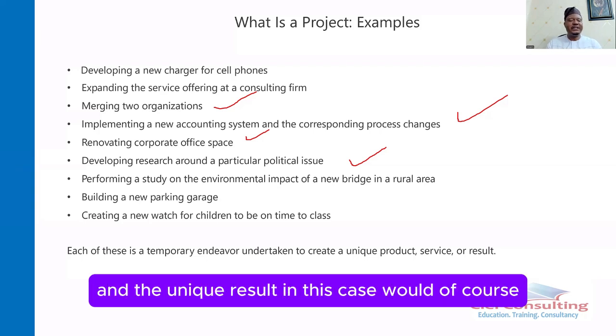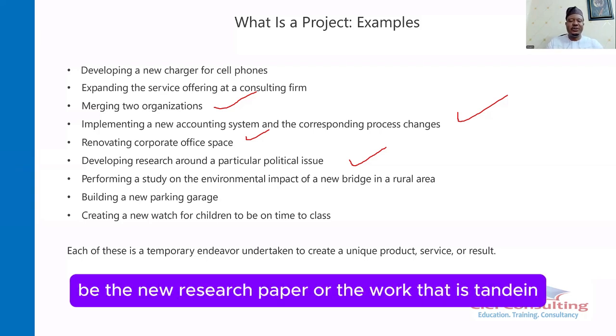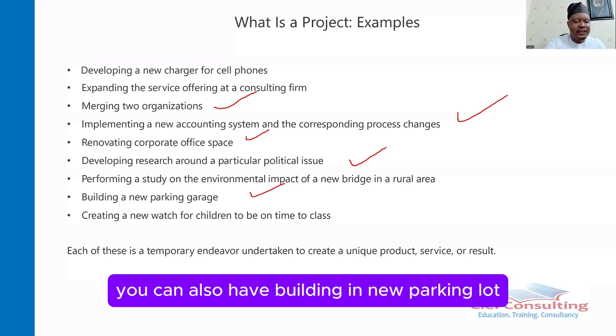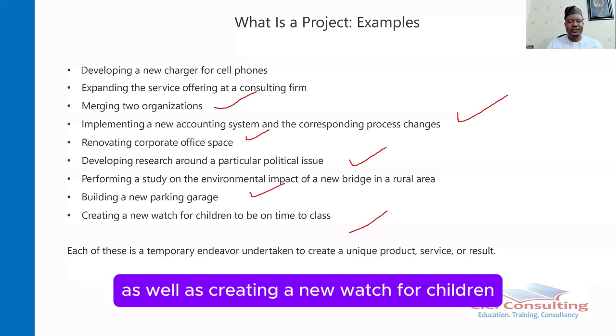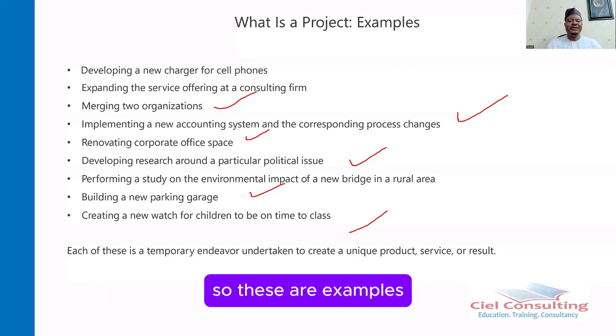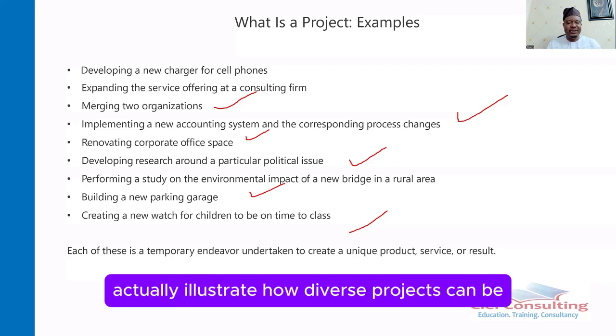And the unique result in this case would, of course, be the new research paper or the work that is turned in or published by this research institution. You can also have building a new parking lot as well as creating a new watch for children. All of these are examples of what we may refer to as projects. So these examples actually illustrate how diverse projects can be.